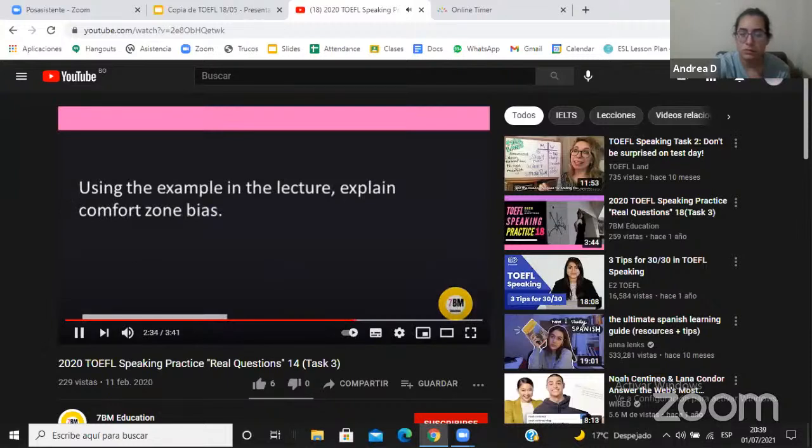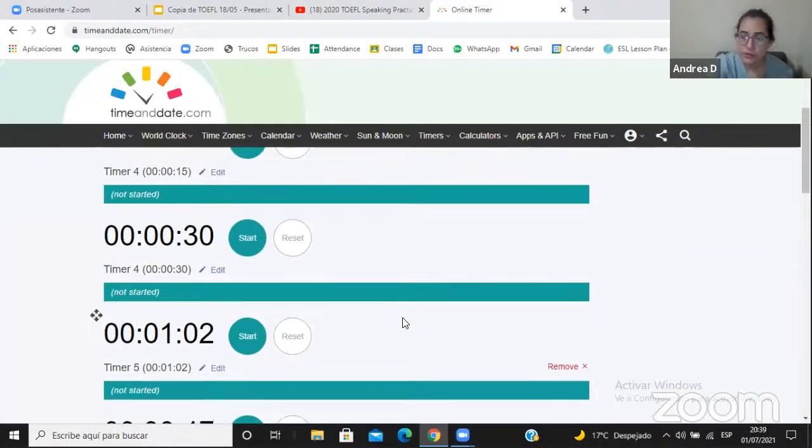Using the example from the lecture, explain the comfort zone bias. Okay, now I'll give you all 30 seconds to organize your thoughts, and then we'll try to do it. Okay, I can also do it if you want, so that we can look at an example.